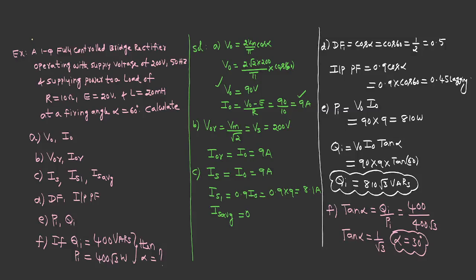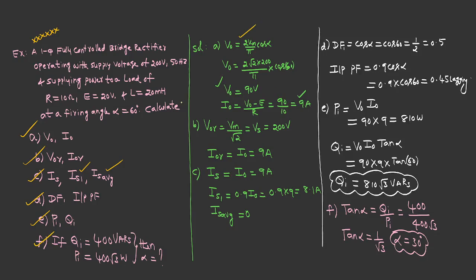Next are the expected models of questions. You have to practice these questions. We may expect: what is the average voltage and average current? What is the RMS voltage and RMS current? What is the source current, RMS source current, fundamental source current, average source current, displacement factor and input power factor, active power input and reactive power input, and what is the firing angle if they give the active and reactive power.